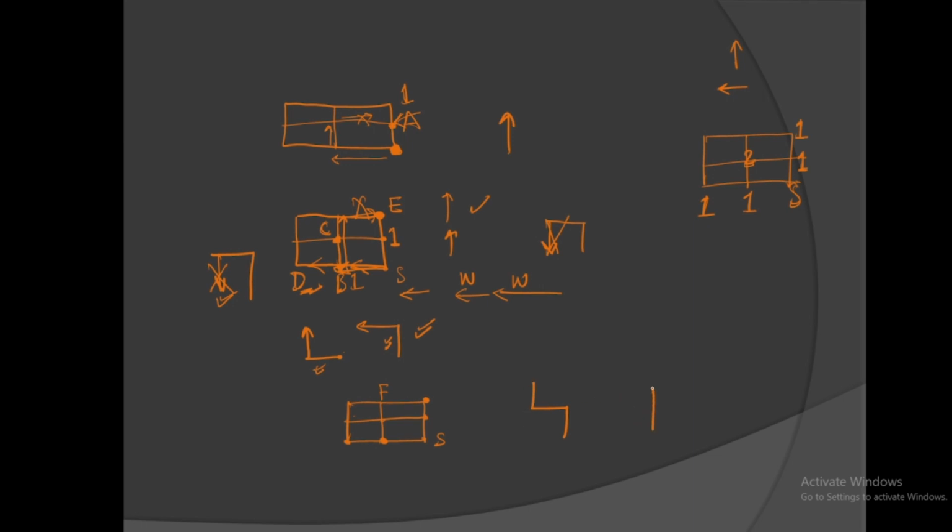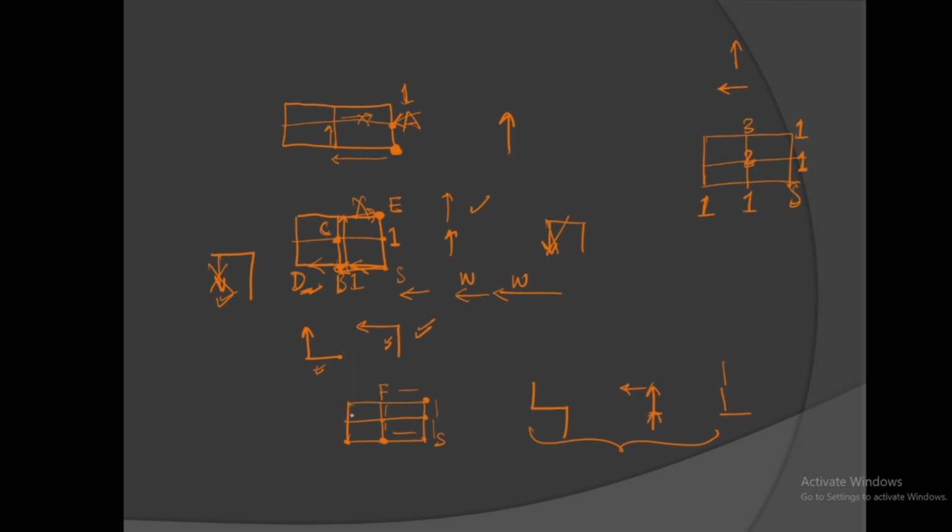Or you can go north, north, north, and then left. I mean, this, and this. So this is also valid. Or you can also first go to left and then up and then up, right? So how many possible paths are there? There are three paths.